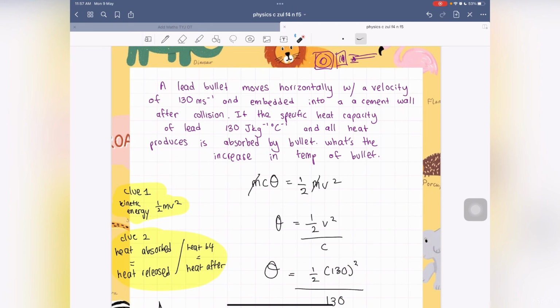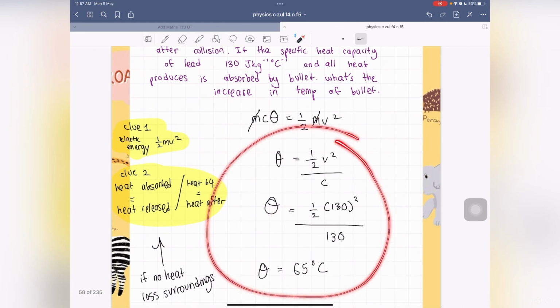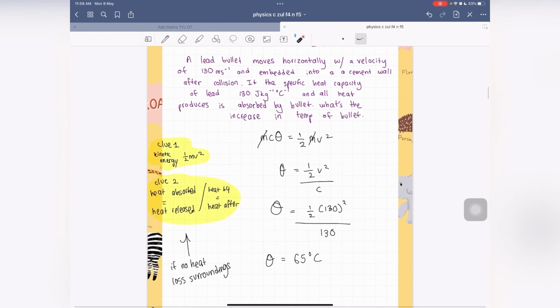So one, we're dealing with the kinetic energy, so it's 1/2 mv squared, and one we're dealing with a change of temperature basically. So we want to know what's the increment, what's the change itself, not the final or initial temperature, but the increase of temperature itself. So we want to know the value of θ. And once you substitute everything into here, you'll get your value, which is 65 degrees. And what is the assumption that you can make if the soalan eventually asks you? You can say that there's no heat loss to the surroundings.